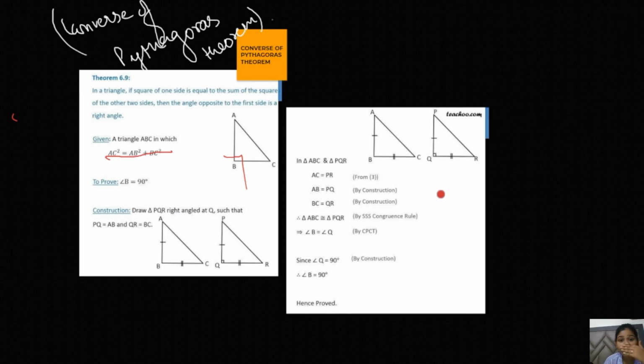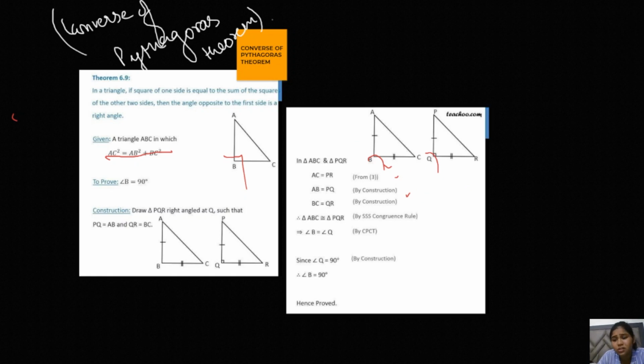So from equation 3 it is already equal, and so triangle ABC will be congruent to triangle PQR by the SSS congruency rule. So angle B will be equal to angle Q, right? Angle B will be equal to angle Q. We have already constructed a right angle at Q, so B will also be a right angle. So it is just proved that angle B is a right angle.